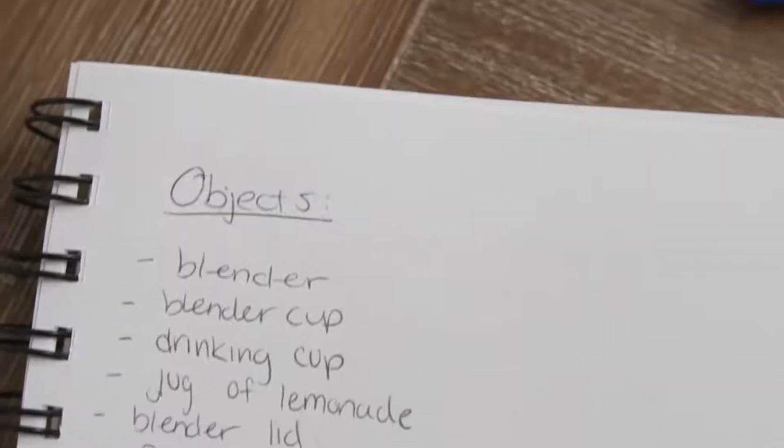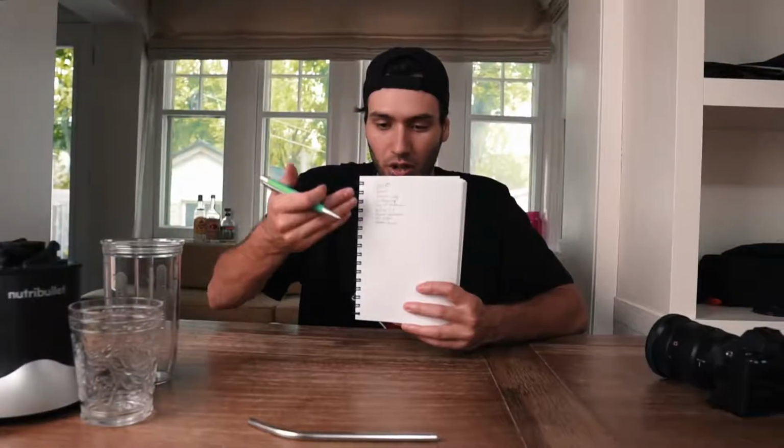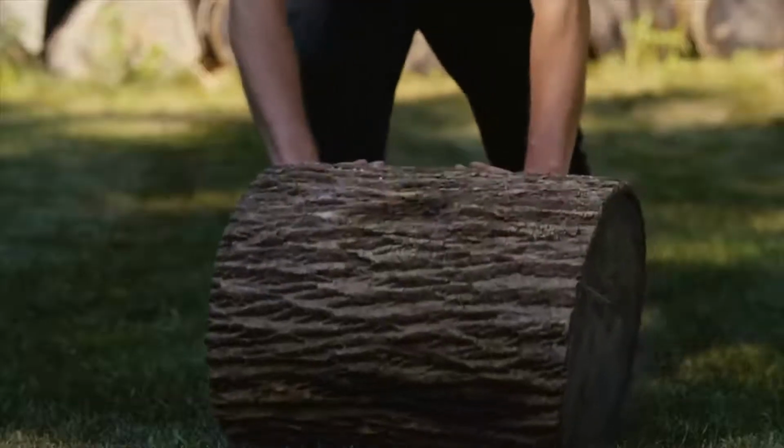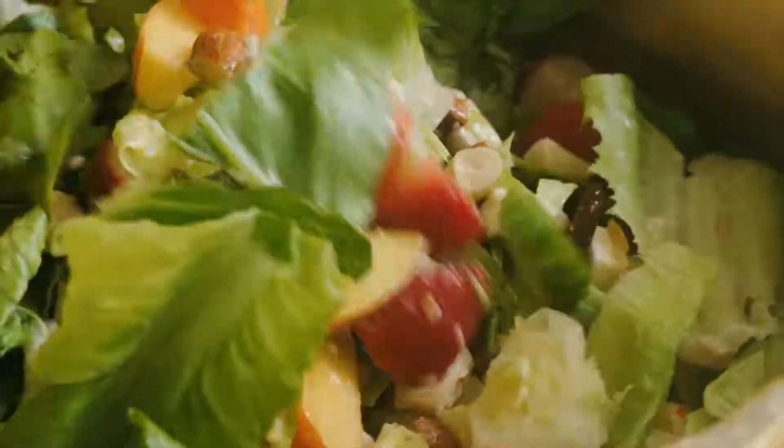Okay, so we've got our list of objects complete. This is all the items and things that will appear in our sequence, all written down on a piece of paper. But the next step is to take these objects and associate them with actions. We've got our drinking cup and our blender cup. Because they're both cups, they can involve very similar actions, so I'm just gonna group them together. We could roll, we could flip or toss, we could spin.